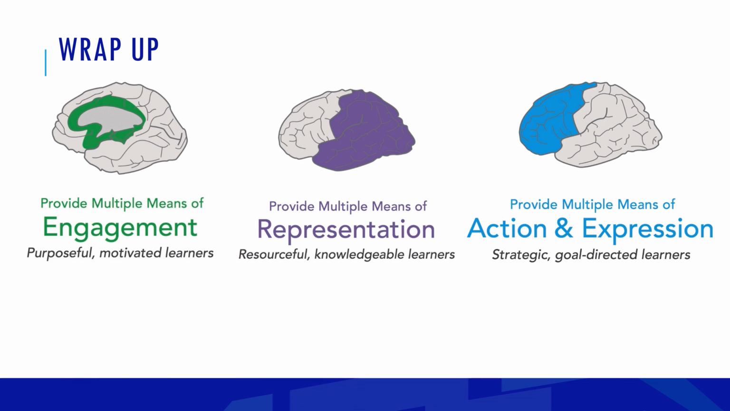This video is hopefully just the start of your exploration of a way of developing a more inclusive approach to planning and design for education and training by considering the principles of universal design for learning to provide multiple ways of engagement, to provide multiple means of representation, and to provide multiple means of action and expression. And in doing so, hopefully we can help build purposeful, motivated learners who are resourceful and knowledgeable and are strategic and goal-directed.